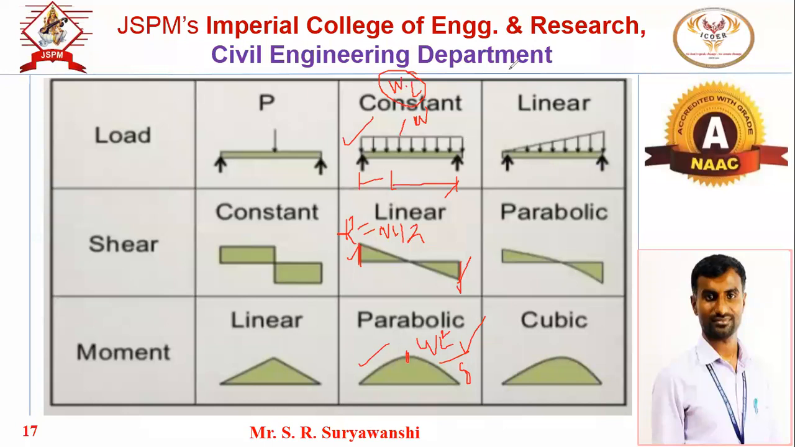Next, it will be simply supported beam subjected to linear load, or we can say triangular loading, linearly varying load. In that case, the load will be 0 at point A and W at point B. What is the load at the left end? 0. And what is the load at the right end? W. W kilonewton per meter.